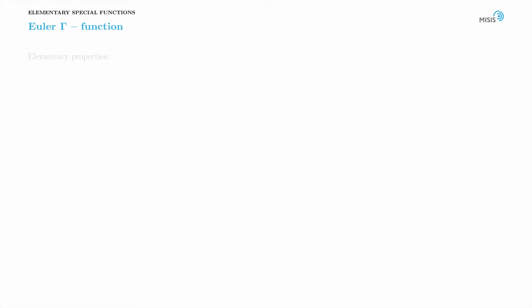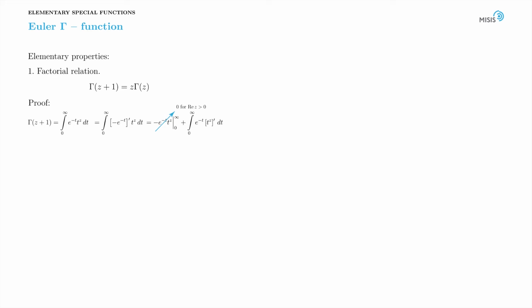Now we are ready to discuss elementary properties of the gamma function. The first one is, of course, the factorial relation. Here it is. The proof works by trivial integration by parts, so I'm not going to dwell on too many details here. We start with the integral representation of the gamma function and turn the exponential into a derivative. The integrated term vanishes on both limits. On the upper limit due to the exponential term. On the lower limit only when z belongs to the right complex semiplane. Interchanging the derivative and differentiating the power function, we complete the proof.